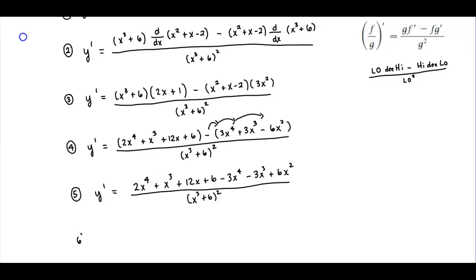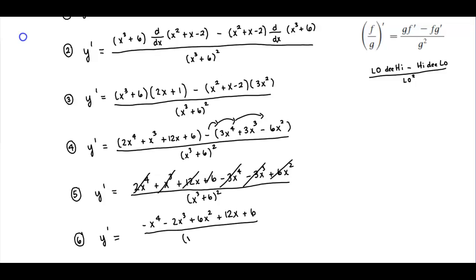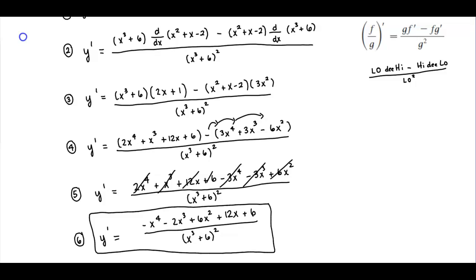Okay, and then let's combine like terms in our numerator. If we combine 2x to the fourth minus 3x to the fourth, then we get negative x to the fourth. And then we have x cubed minus 3x cubed, which is minus 2x cubed. And then we have plus 6x squared, and then plus 12x, and then plus 6. And then we divide that by x cubed plus 6 squared. And so this is the derivative of that rational function.